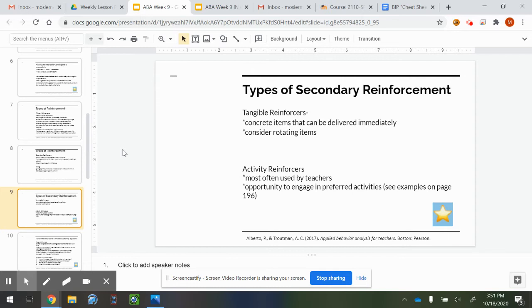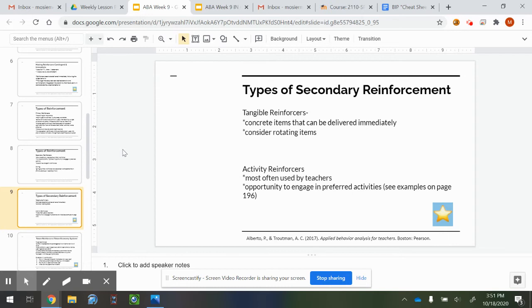Tangible reinforcers are another type of secondary reinforcement. These are concrete items that can be delivered immediately. Make sure that you're rotating items. Kids will tend to get bored if they have the same tangible reinforcer over and over. So it's good to have a small menu of those to choose from or to change them out often just to keep the student interested and engaged.